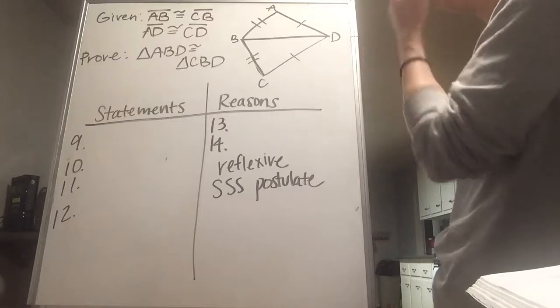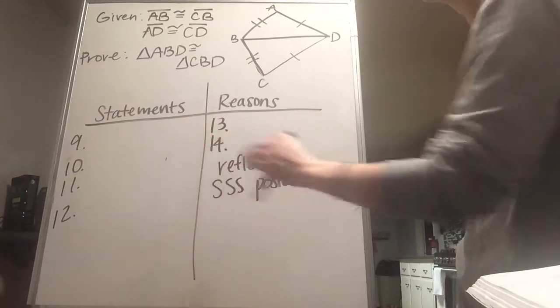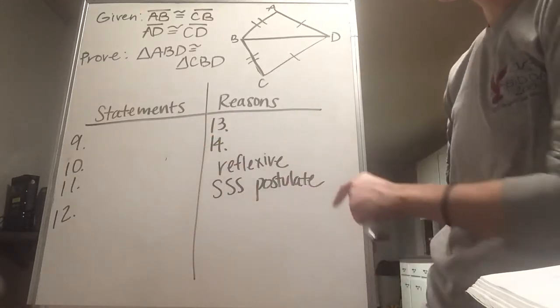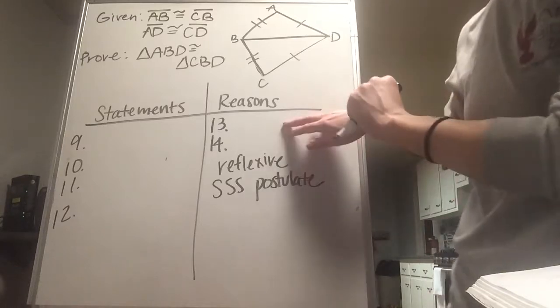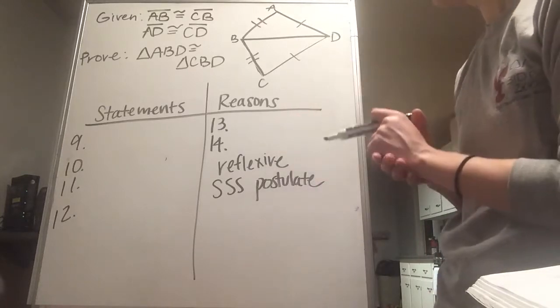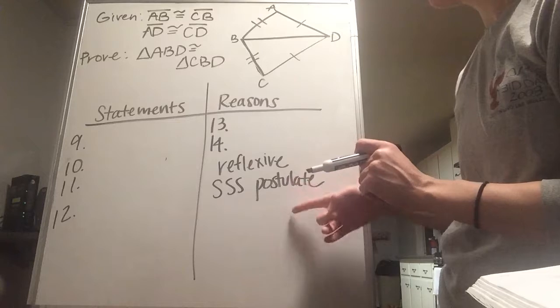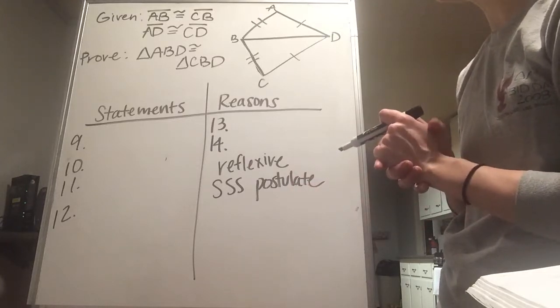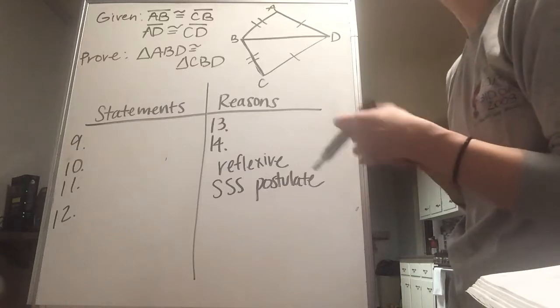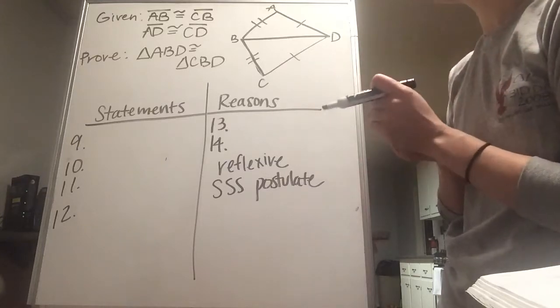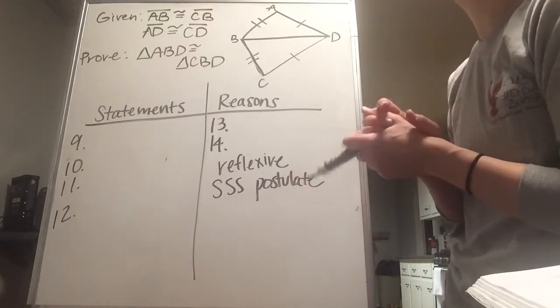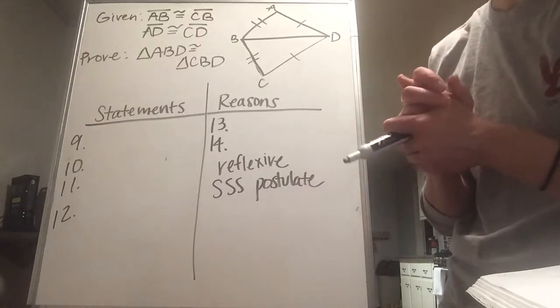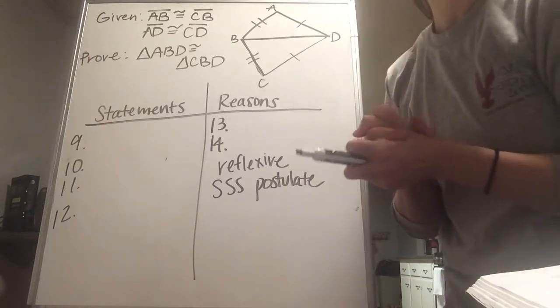So, not given any statements, so we need to establish our four statements. We need to establish our reasons for a couple of those statements. And we're given reflexive is going to be a reason, and then the SSS, side-side-side postulate. So we know that we need to look for three sides. We're given two that are equal, and then told pretty much that one's going to be reflexive, so it shouldn't be too difficult to figure this one out. But let's work through it.